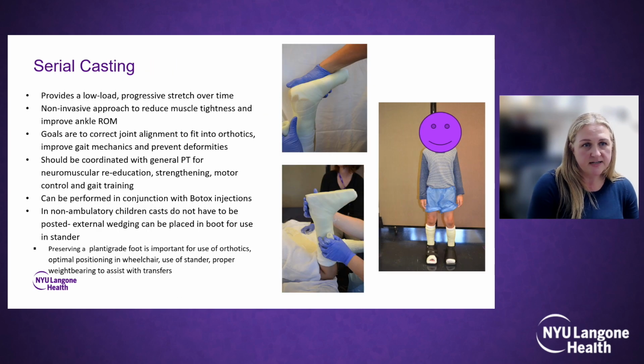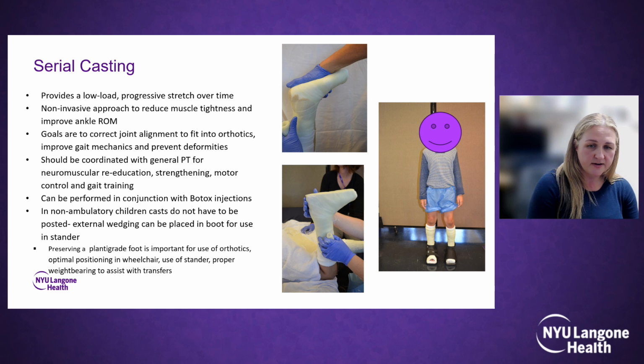Serial casting provides a low load progressive stretch over time. It's non-invasive, a conservative treatment to try to improve the ankle range of motion. Our goals are to improve the alignment to fit in orthotics, improve gait mechanics, and prevent deformities. It works best when coordinated with PT to work on neuromuscular re-education, posterior weight line training, strengthening, motor control, and gait training. It can be done with or without Botox.